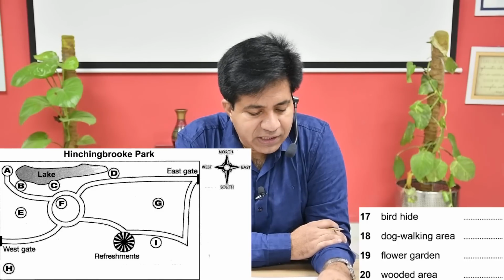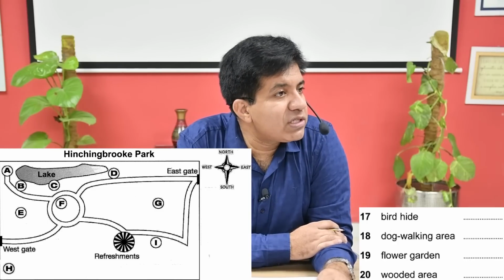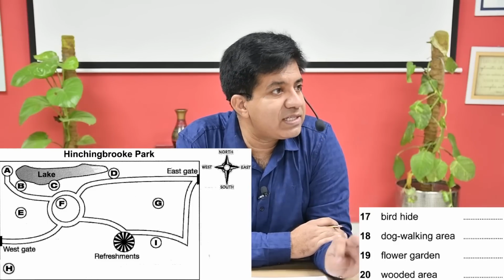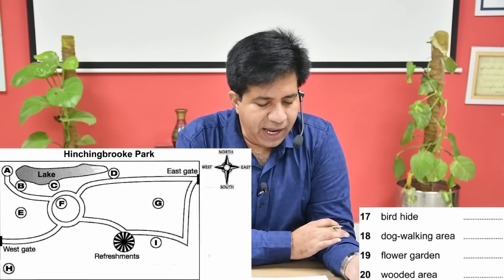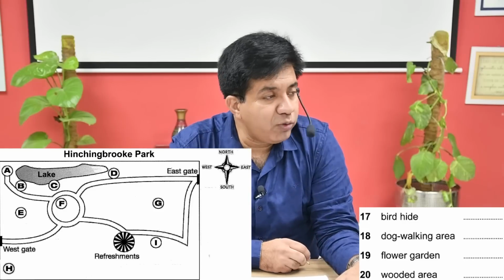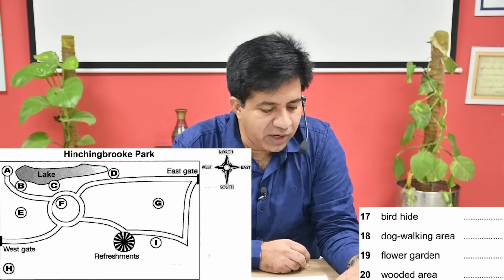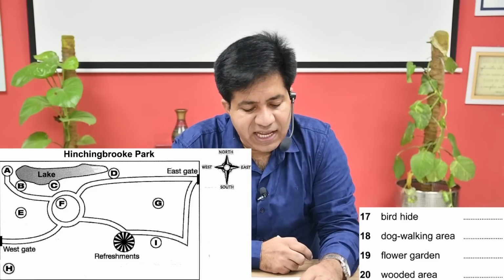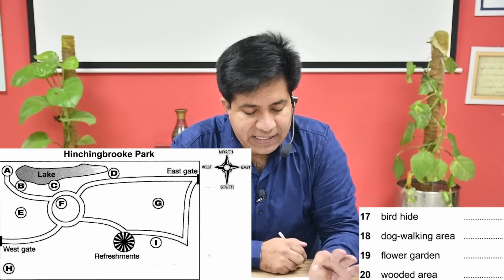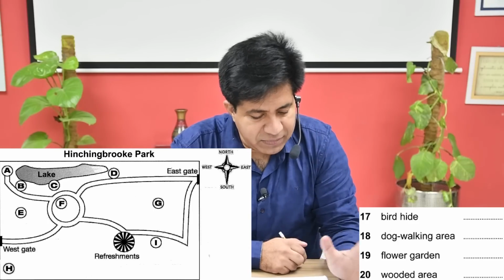And then you can see something like a circle. If they use the word circle or roundabout or round, and if they say it's in the middle, that is F. And if they mention anything close to West Gate, on the south side of West Gate, what is that? H. And if they say anything next to refreshments area, I, exactly. Okay, and something like that.